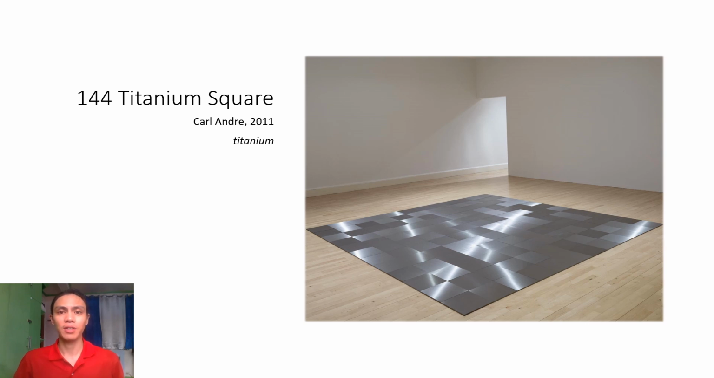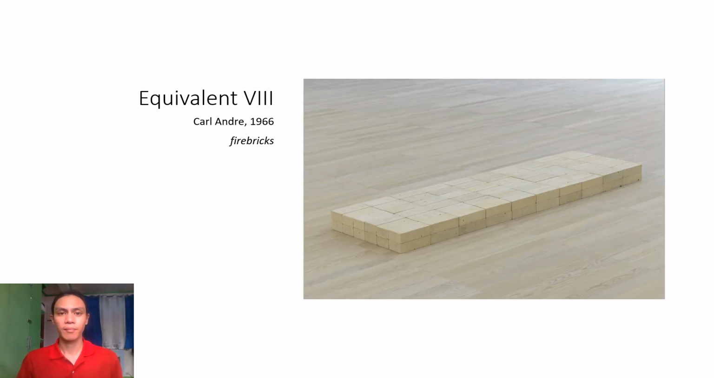While Flavin's use of light transformed spaces, Carl Andre took a different approach by laying materials directly on the floor, emphasizing their inherent qualities and simplicity. His 2011 work, 144 Titanium Square, features 144 titanium tiles arranged in a grid pattern on the floor. His Equivalent VIII piece consists of fire bricks arranged in a simple, geometric formation on the floor. The simplicity and repetition in the arrangement highlight minimalism's emphasis on form and materiality over traditional artistic expression.